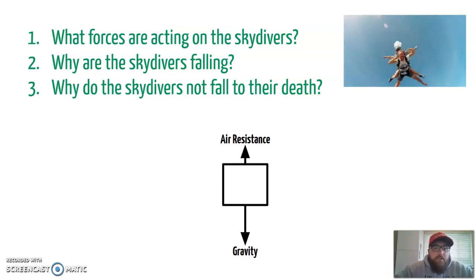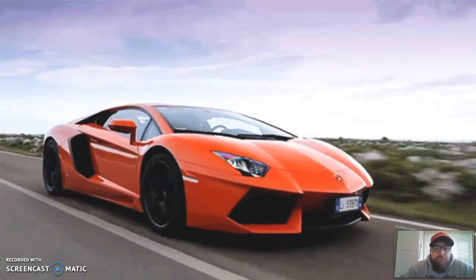And number 3, why do the skydivers not fall to their death? Well, eventually they're going to open up a large parachute to slow them down. What that does is increase the air resistance. So in other words, whenever they shoot their bigger parachute out, that's going to cause the air resistance force arrow to increase in length and counteract gravity a little bit more. So they slow down. The impact isn't as great.